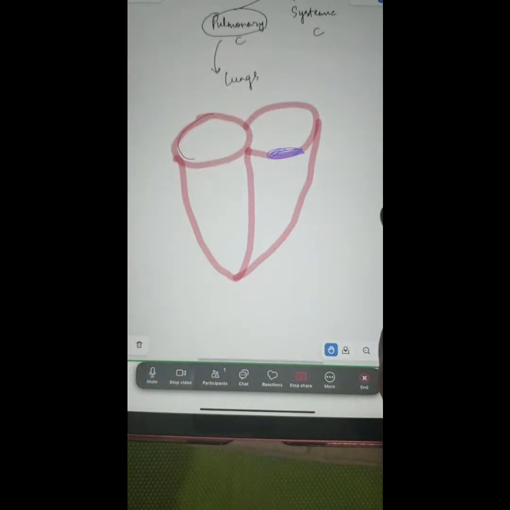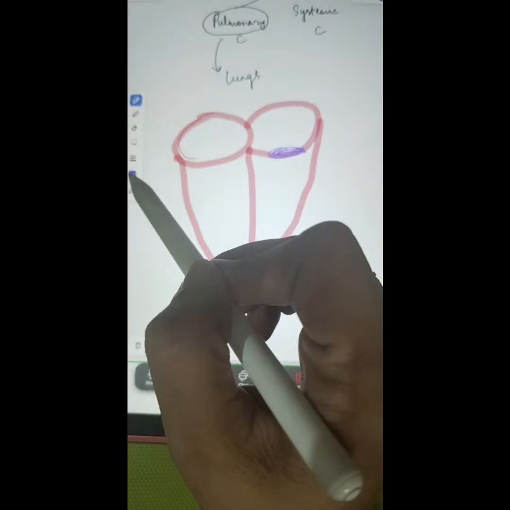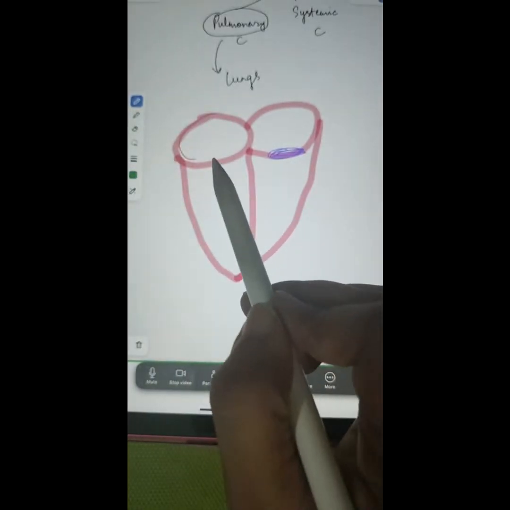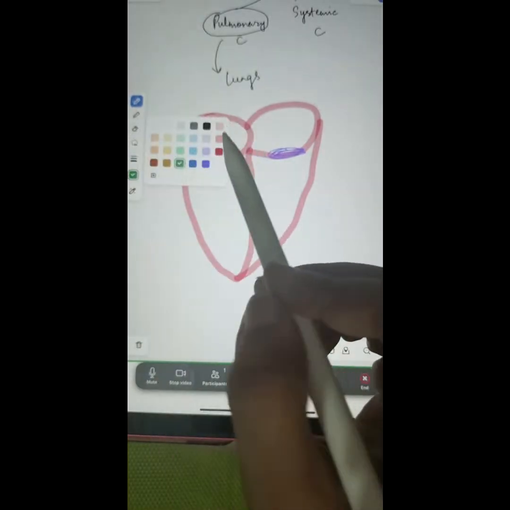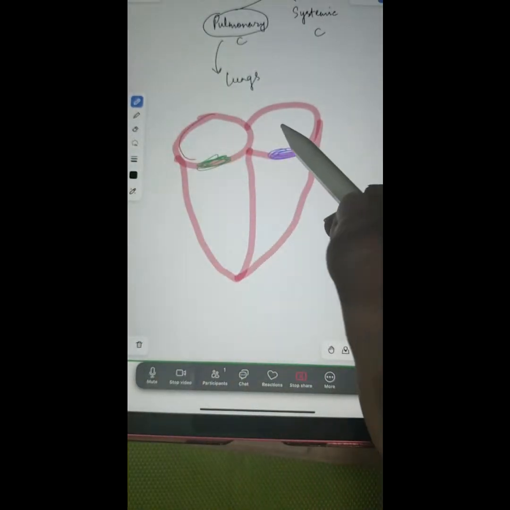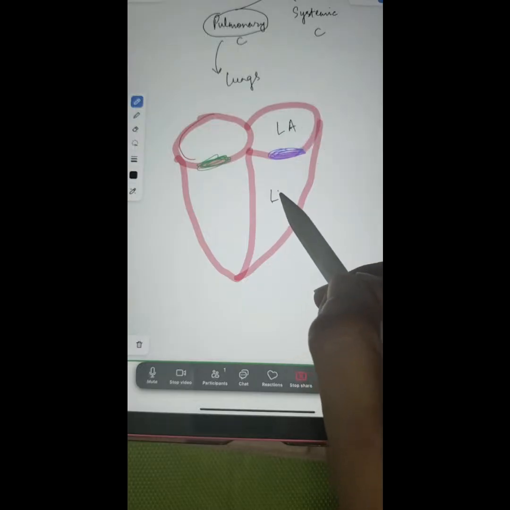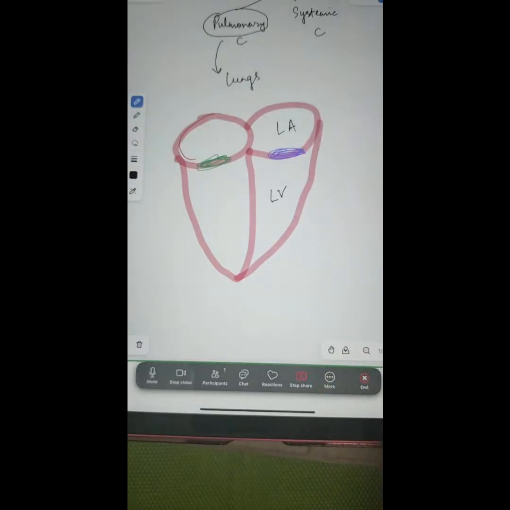So here we have marked purple, and here I have marked green. Here it is going to be left auricle and left ventricle. Remember, there is a wall present between left auricle and left ventricle, the septum, that is separating. Septum means the wall that is separating the left auricle from the left ventricle.